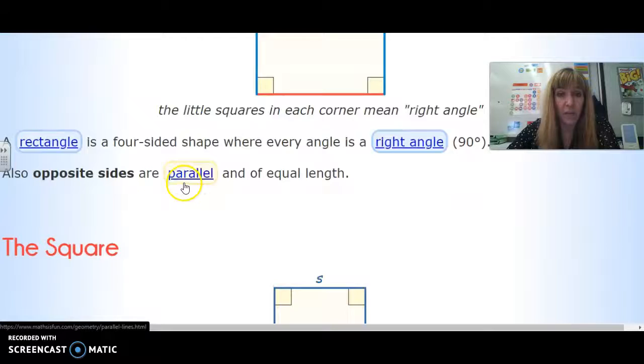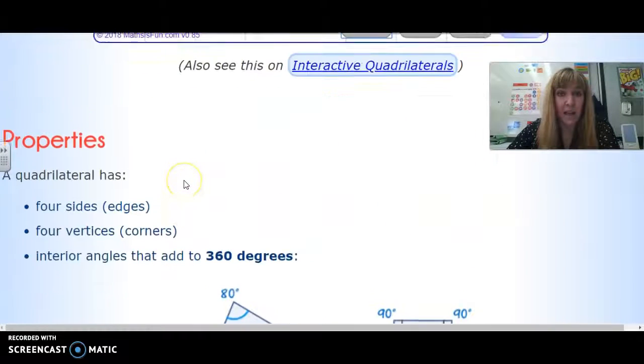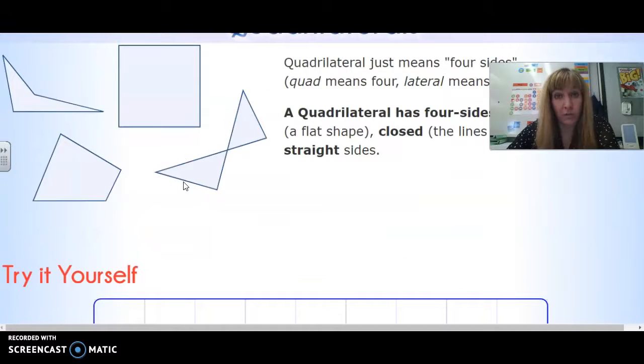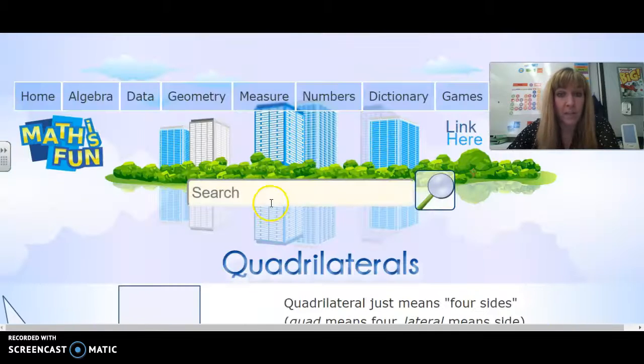So just take a look around this website, and I'm going to try to find another worksheet for you to do as well. But this is a good website, so don't lose this link. Go and play with some math.